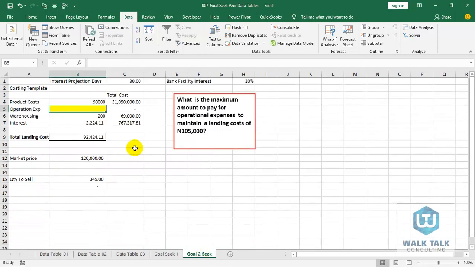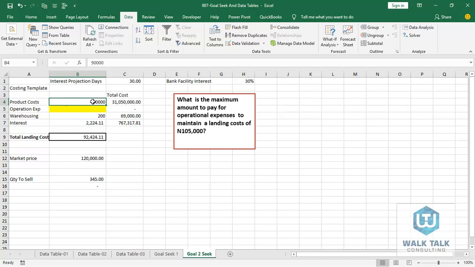Now let's go to another problem here. I have a costing template. I have a bank facility for 30 days. And the question now is, what is the maximum amount to pay for operational expenses to maintain a landing cost of 105,000? Where is my landing cost? This is my landing cost.